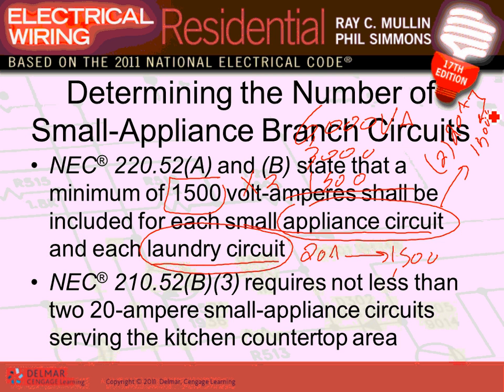Now, your house is going to have 4 general purpose and lighting circuits, right? Above and beyond the 4, you're going to have another 2 circuits for the kitchen and another 1 circuit for the laundry. Each of the laundry and the kitchen have to be allocated 1,500 volt-amps. That's based on the NEC code book, and you can see all these articles. I emphasize the words "shall" and "not less than 2 20 amp appliance circuits for the kitchen," which go to the countertop.